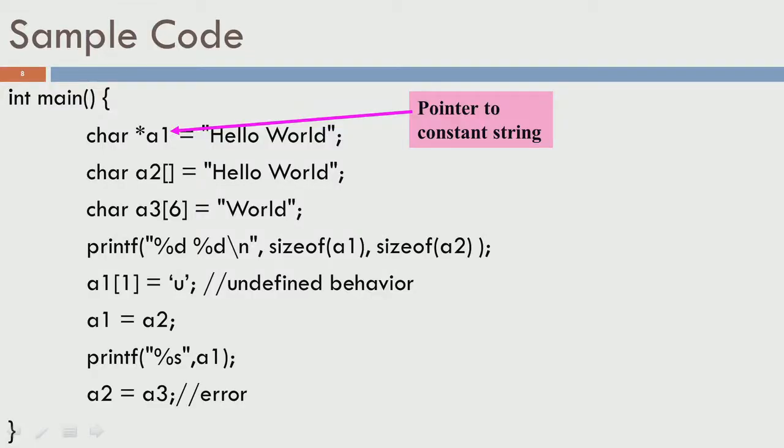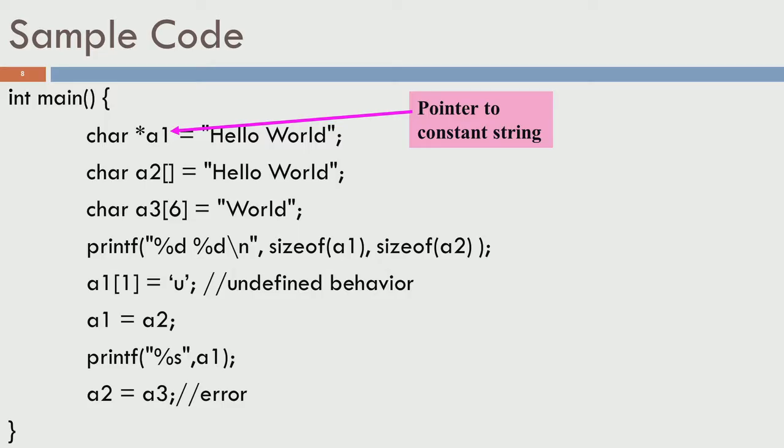So, let us look at a small example. In this case we have char *A1 which is "hello world". So, what we have is a pointer to a constant string. What I mean by that is the string itself is constant, it cannot change, and A1 is a pointer to it. char A2[] is "hello world". What this does is it allocates space for A2 as much as it is required.